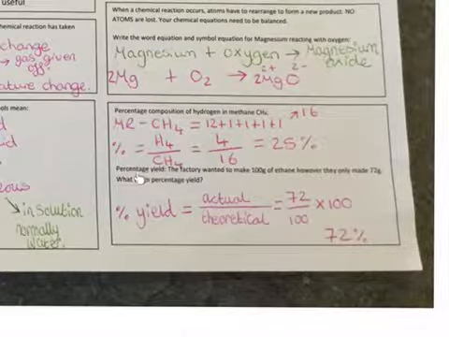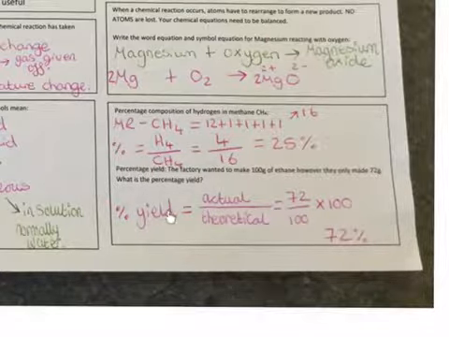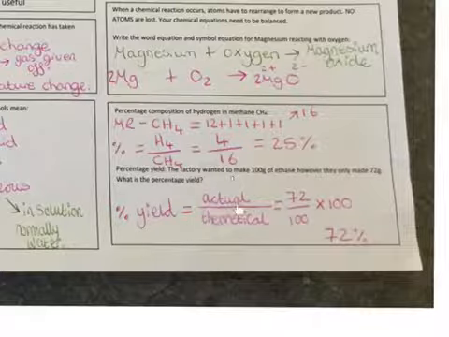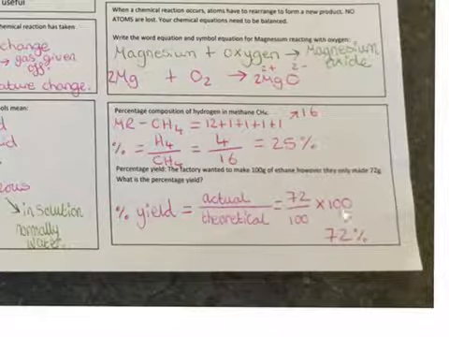Last kind of equation you'll be asked, percentage yield. The factory wanted to make 100 grams of ethane, however they only made 72. What is the percentage yield? So actual yield divided by theoretical yield, so 72 divided by 100 times by 100, that's quite a nice equation there, 72%.